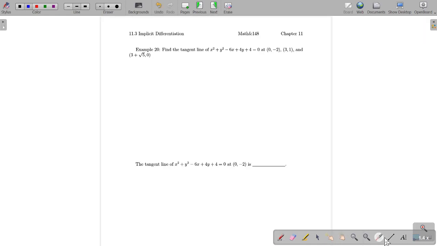Okay, let's try this next one. We want to find the tangent line of this at these 3 points. So first we'll find the derivative. So we're going to have 2x plus 2y y prime minus 6 plus 4y prime plus 0 equals 0. So subtract 2x, add 6.